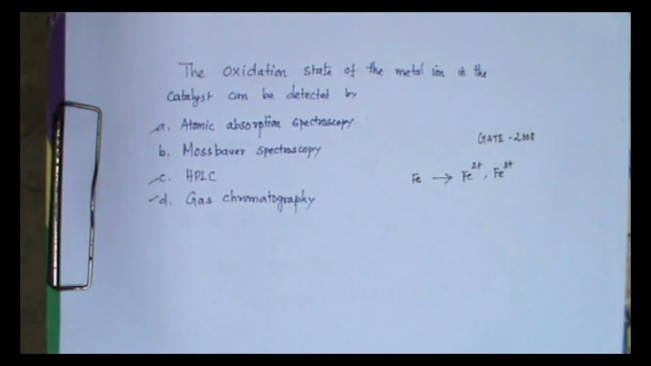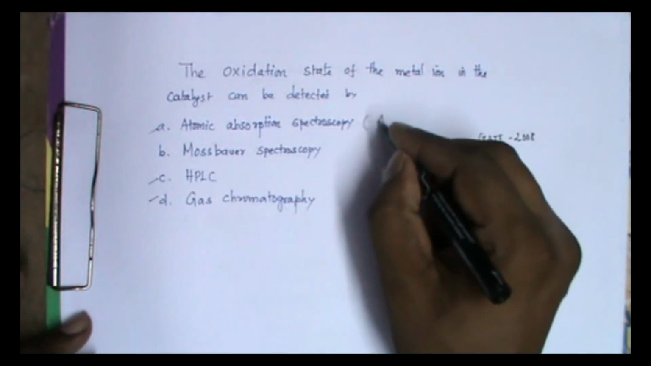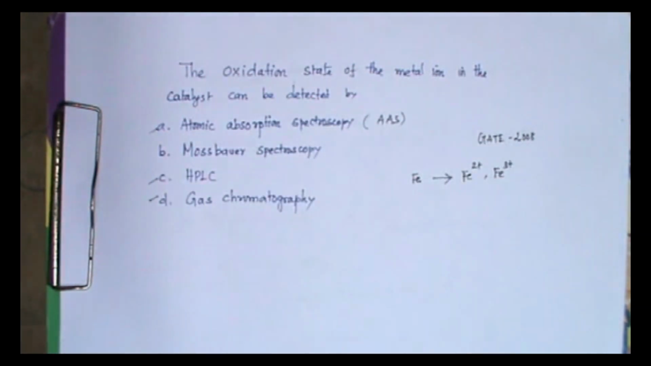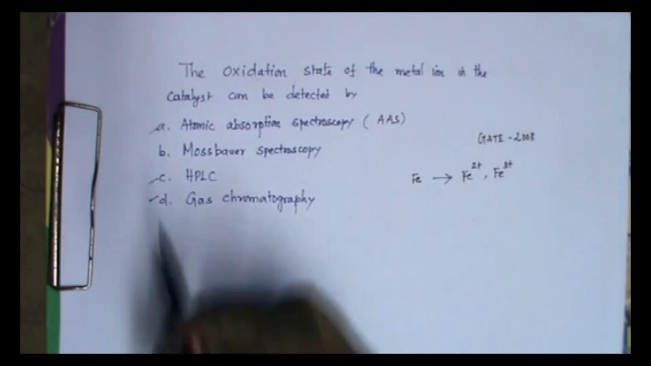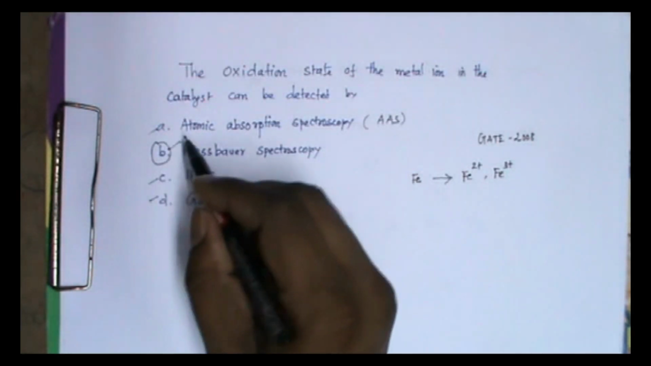Atomic absorption spectroscopy, simply AAS, is also a wrong answer. It is not possible to find out the oxidation state by atomic absorption spectroscopy. We can identify the presence of a certain metal, at which wavelength it absorbs the light. We can't find out in which oxidation state it is present. Finally, we are left with Mössbauer spectroscopy. It is possible to find out the oxidation state with Mössbauer spectroscopy. This is the correct answer.